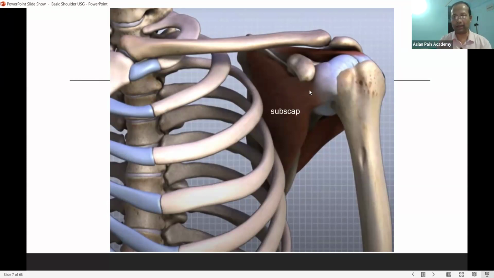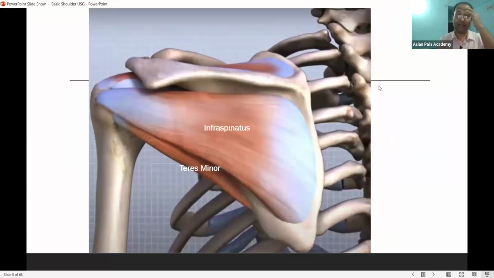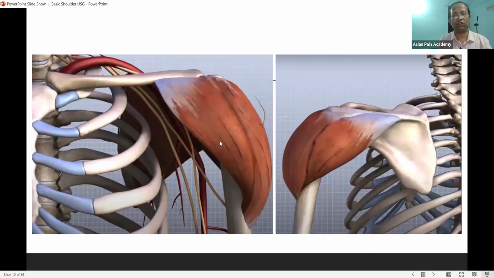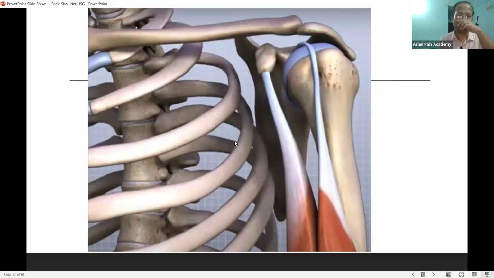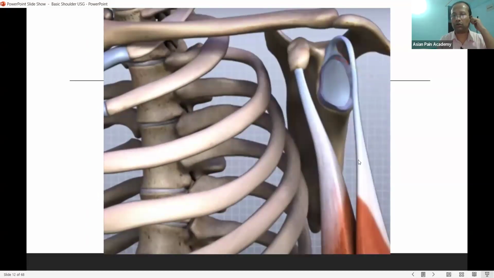So subscapularis here, then comes supraspinatus. This is supraspinatus, this is infraspinatus, this is teres minor. This is the superficial layer. As I told you, just below the clavicle or below the spine of scapula, you can see the deltoid muscle. You can see the biceps tendon: the short head goes to the coracoid process and the long head goes to the glenoid labrum. It is shown here, so like that, it is going to the glenoid labrum.